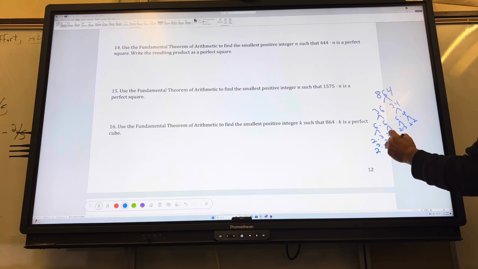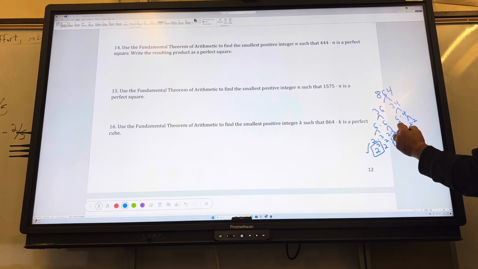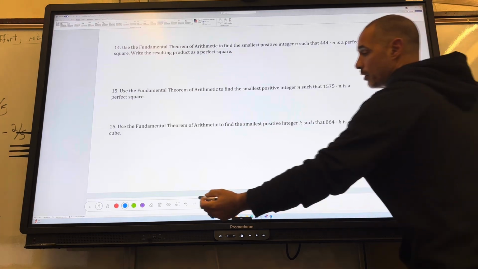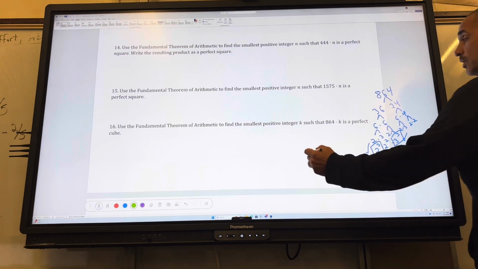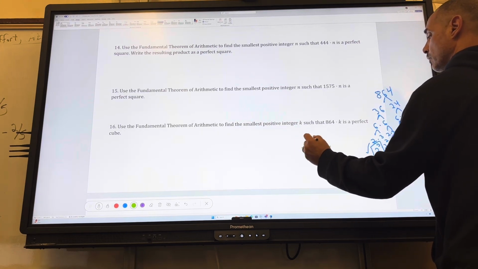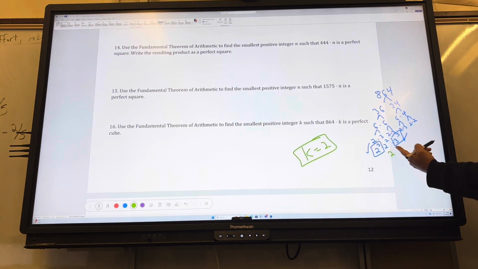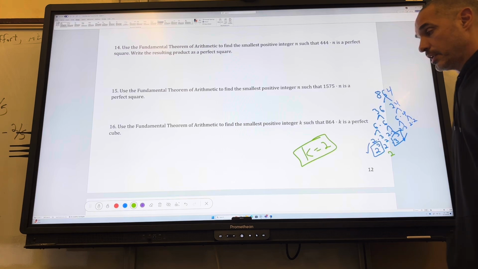And I have 3 to the third. So this is good. That is a perfect cube. We're good on that. This is a perfect cube. We're good on that. I need this to be a perfect cube. What I need to multiply it by to get a perfect cube is another 2. So k equals 2. If I multiply this by 2, that's going to be 2 to the third, and that's the number that we need to make this complete.